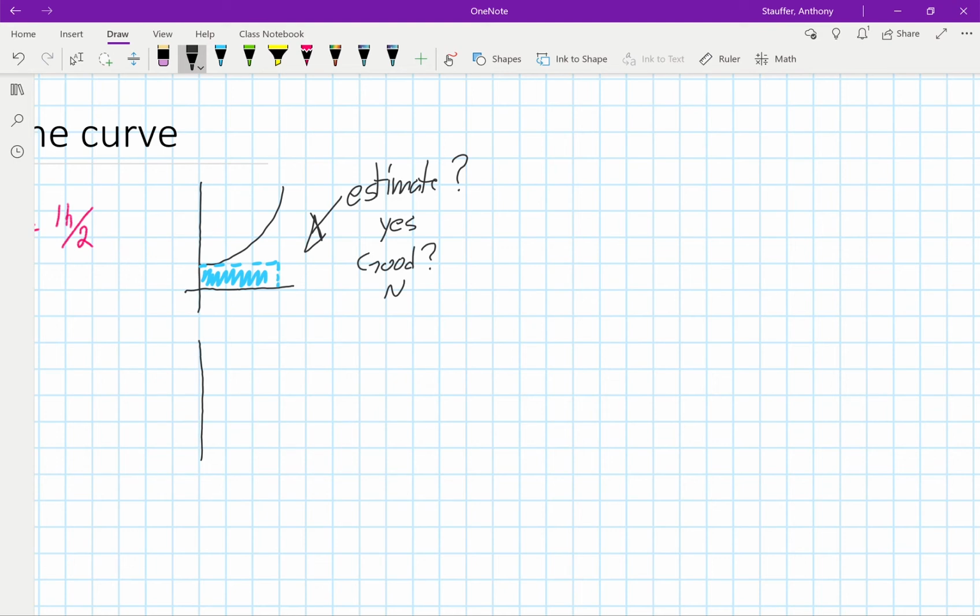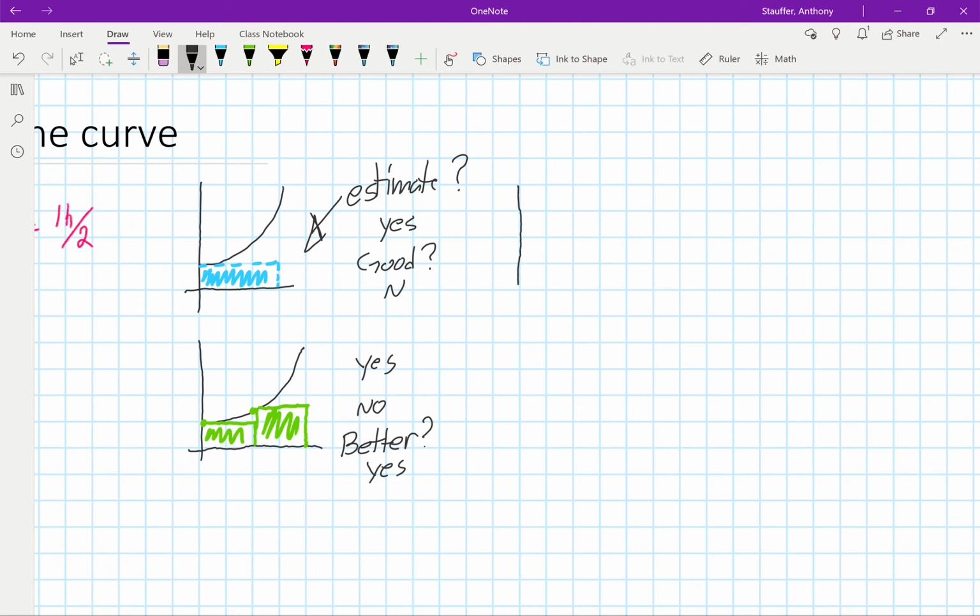I'll draw out my curve again, and don't worry, I will eventually stop drawing out the curve. Instead of one rectangle, this time I'm going to draw 2 rectangles. So at about the halfway point right here, we'll stop, and then I'll draw another rectangle, and then we hit right there. Okay, so now I have 2 rectangles. Back to the old question, is it an estimate? Yes. Is it good? No. But is it better than the last one? Yes, this would actually be a better estimate than the last one.